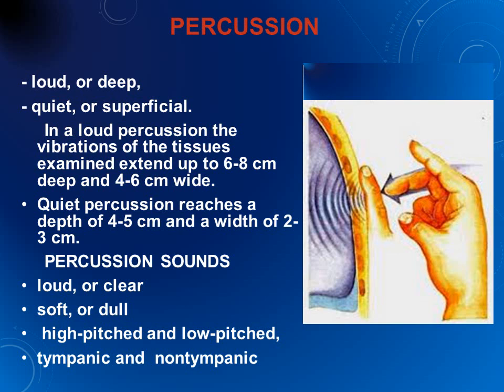In loud percussion, the vibration of the tissues examined extends up to 6-8 centimeters deep and 4-6 centimeters wide. Quiet percussion reaches depths of 4-5 centimeters and widths of 2-3 centimeters. Depending on these methods, using loud or quiet percussion, we can reach deep or superficial organs. Percussion sounds may be loud or clear, soft or dull, high-pitched or low-pitched, tympanic and non-tympanic.